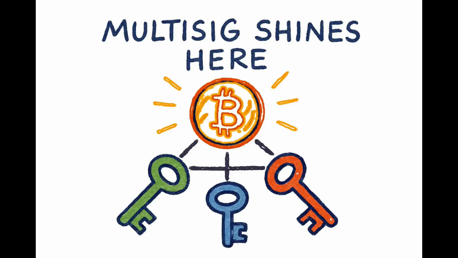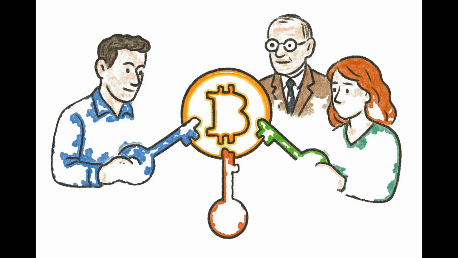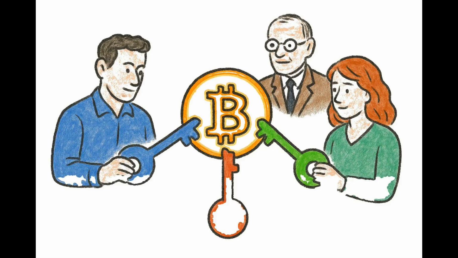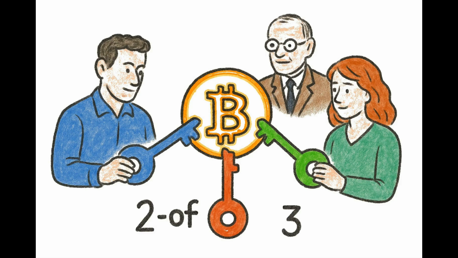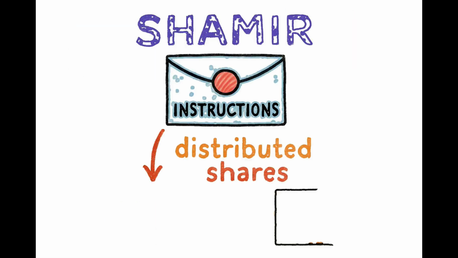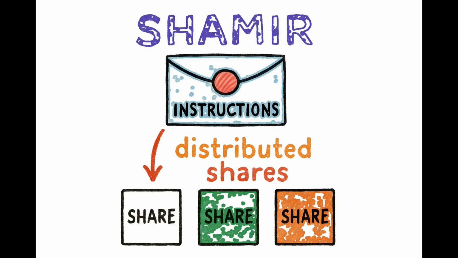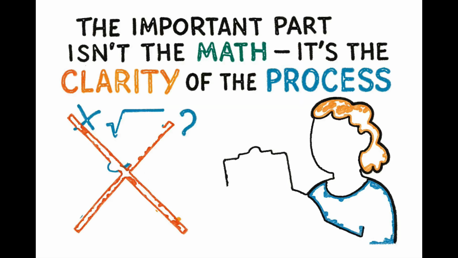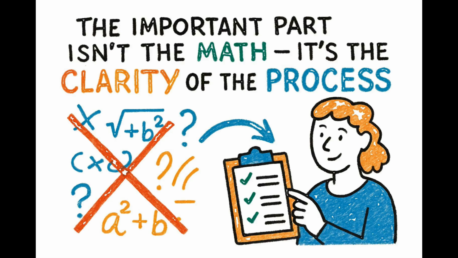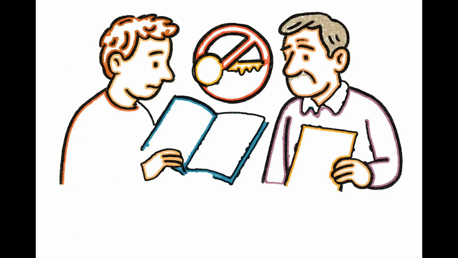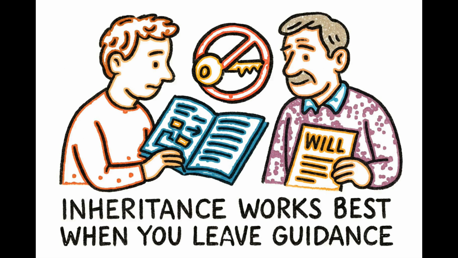Multisig shines here. For example, you might control two keys, while a third is held by a lawyer or executor. Alone, they can do nothing. Together, recovery is possible. Shamir can also be used with sealed instructions and distributed shares. The important part isn't the math, it's the clarity of the process. Inheritance works best when you leave guidance, not private keys.